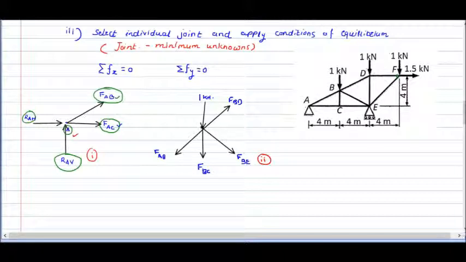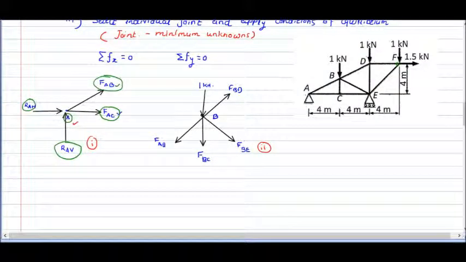And if we observe here, if you are going to select this point B, there will be 1, 2, 3, 4 unknowns. So in the earlier case there were 2 unknowns, and now at this point there are 4 unknowns.